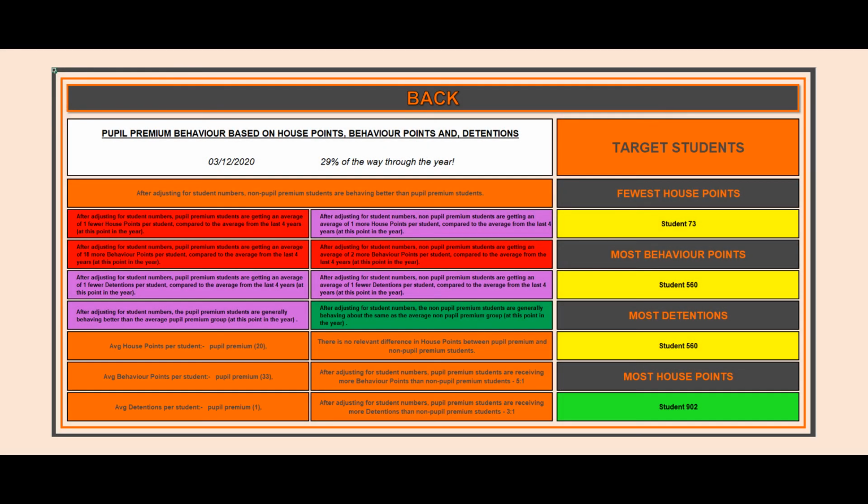Not only do we have that information available for each year group, but we also have it available for significant groups. If your role in the school is to look after the pupil premium students and be on top of their tracking and their data, then we have a slide dedicated particularly to pupil premium students. Again, it's the same kind of information, but we have an extra element here of target students, because not only do we have the ones who are maybe getting the most detentions or the least house points, but we also have the positive side of things here, so we can really help to progress students' own attitudes towards their behaviour.